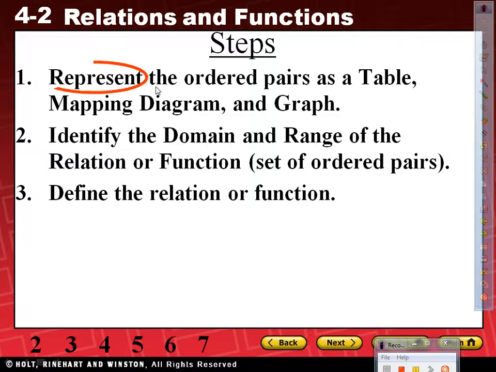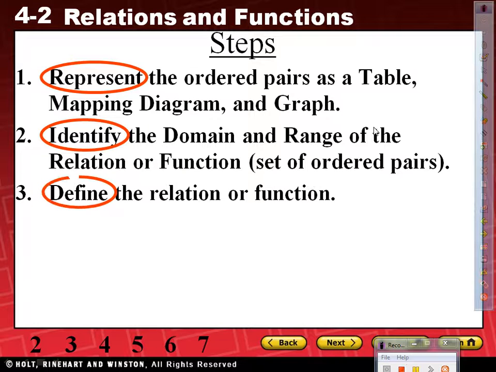And yesterday for homework, we represented ordered pairs using what? Tables, mapping diagram, and graph. You guys practice that? Yeah, right? From there, on some other problems, you did step 2. You identified the domain and range. But yesterday was only focused on relations. Today, we're going to finish the second part, which is on functions, and we're going to define relations or functions.